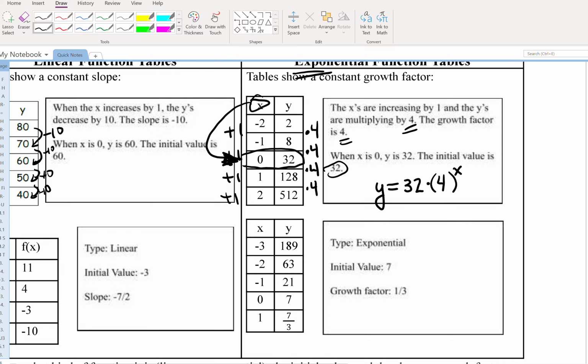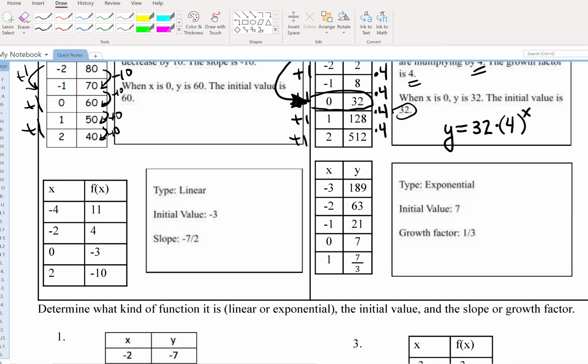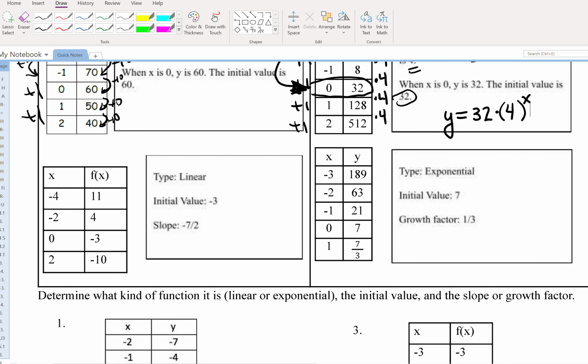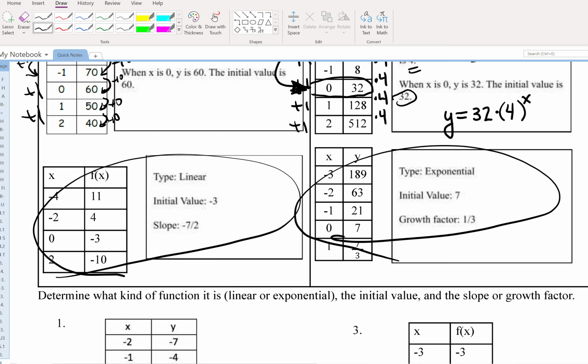And you can check any one of the x values there. Put in 0, put in 1, put in negative 1, and you can just check that. Again, if you need to, use your calculator. So I would encourage you to take a look at the rest of these here. Why is this exponential? What is its initial value? What is the growth factor?